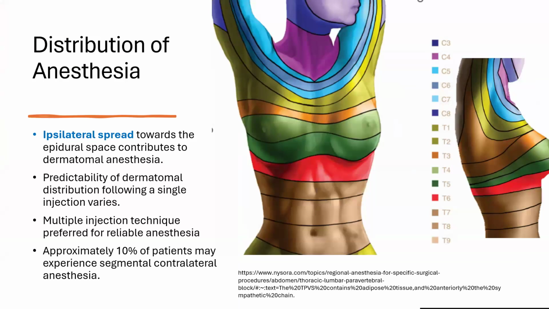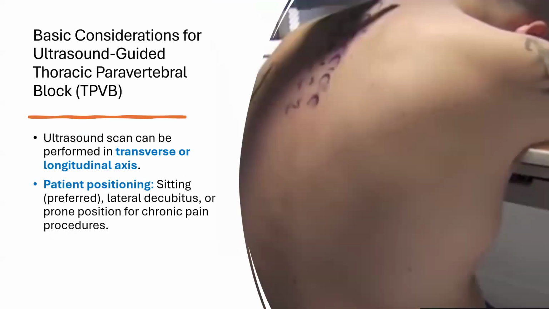Ipsilateral spread towards the epidural space contributes to the dermatomal anesthesia. Predictability of the dermatome distribution following an injection varies, according to the position of the needle and the area and amount of the drug provided. Multiple injection techniques are preferred for reliable anesthesia, and approximately 10% of patients may experience segmental contralateral anesthesia as it is continuous with the opposite side. So in a small number of patients, if it goes to the opposite side, they can also develop contralateral anesthesia.